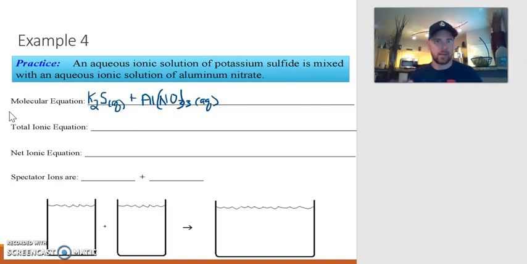Now pause for a second. A lot of students make mistakes. Like I said, they don't write things out correctly. They would have written out aluminum nitrate as just AlNO3. You've got to make sure you write everything accurately.